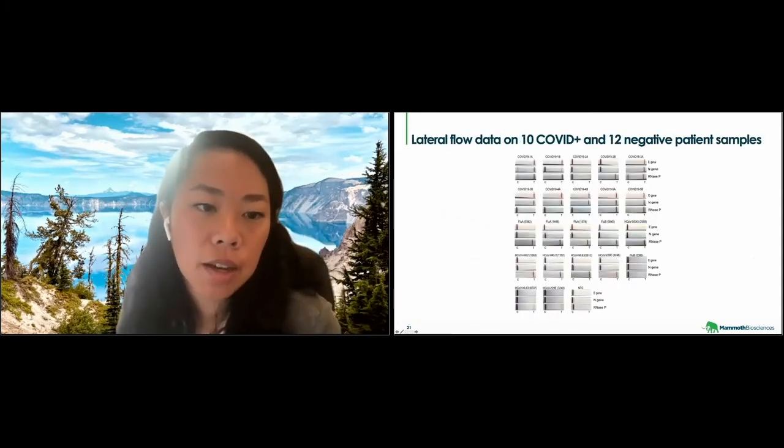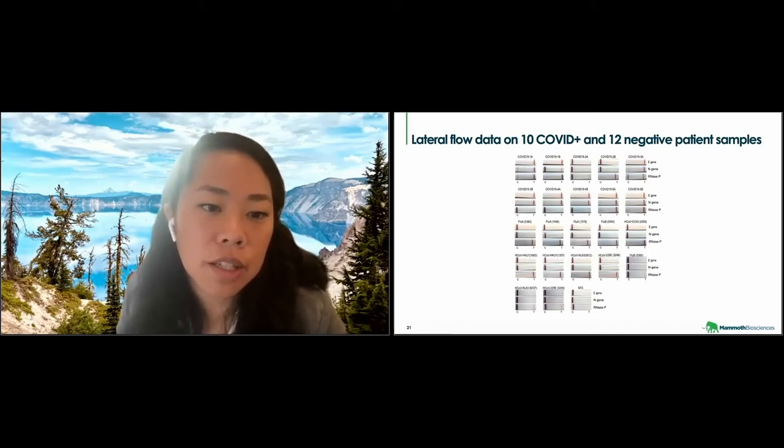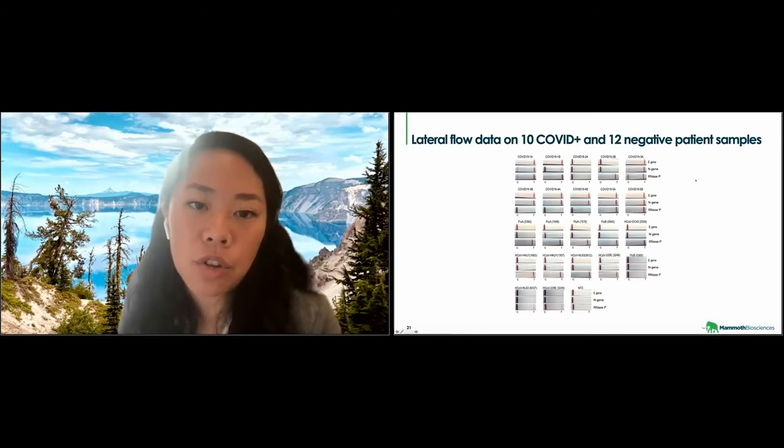This image is just to give you an overview of data that was collected on lateral flow strips on 10 COVID positive and 12 COVID negative patient samples, and what you can see are very distinct bands indicating the presence of the virus or the absence, including the RNase P sample control.